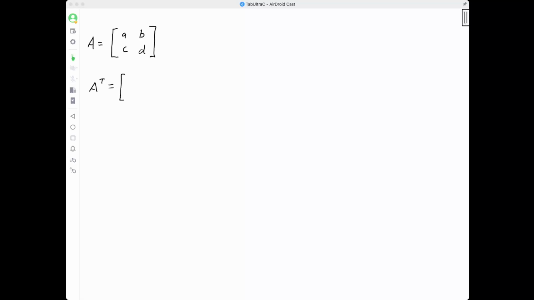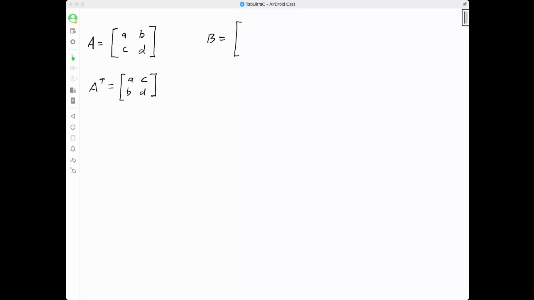So the first column of A is AC, so the first row of A transpose would be AC. The second column of A is BD, so the second row of A transpose would be BD. So we just are switching rows and columns. Let's look at another example, this one with actual numbers in it.